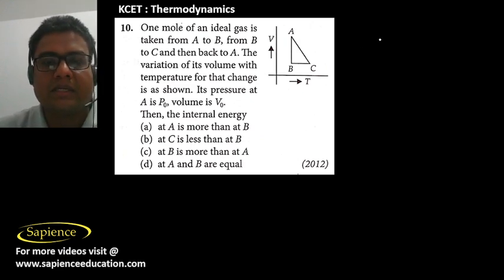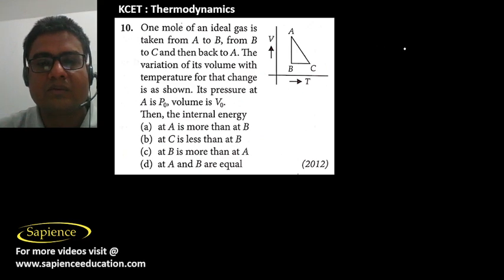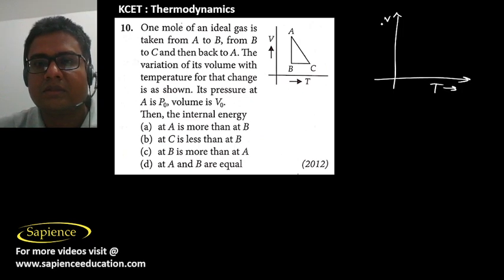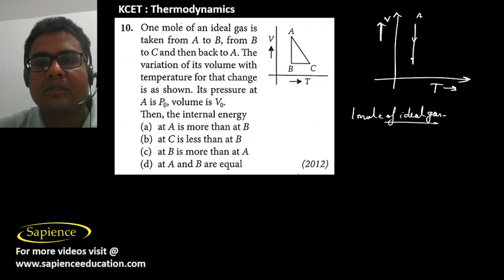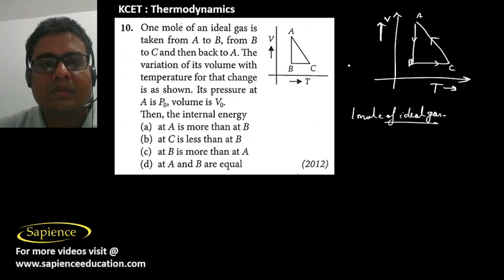In question number 10, 1 mole of an ideal gas is taken from A to B. So this is V, this is T. It is a V versus T graph for an ideal gas, and we have 1 mole of the ideal gas, and it is taken from the point A to B, from B to C, and then again back from C to A. The variation of its volume with temperature for that change is as shown.